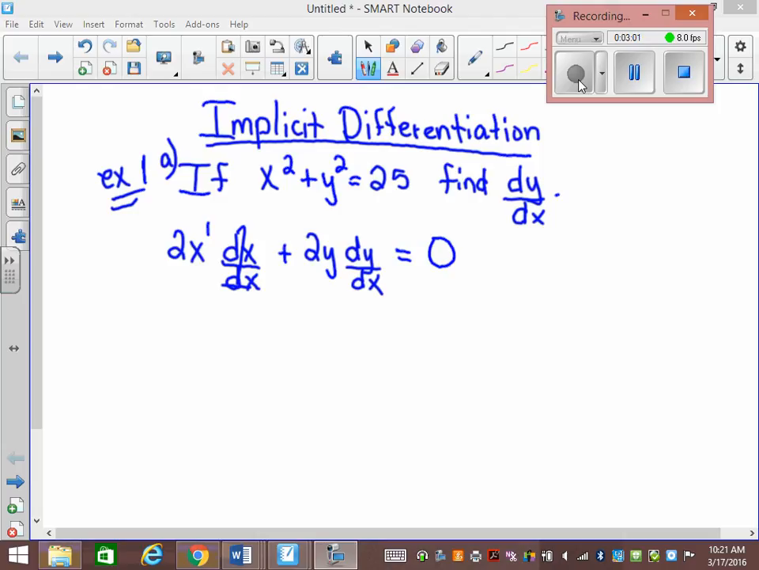Now our goal is that we always have to solve for dy dx, because what we're trying to find is the derivative of y. dy dx is just Leibniz notation for the derivative of y. So we need to get it by itself. The first thing I'm going to do is subtract the 2x over. Then I'm left with 2y times dy over dx equals negative 2x. Then I need dy dx by itself, and it's multiplied by 2y, so I'm going to divide by 2y.